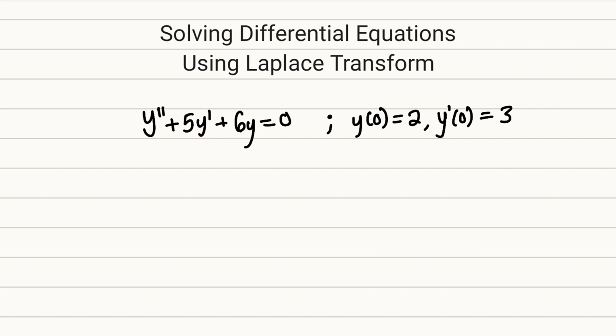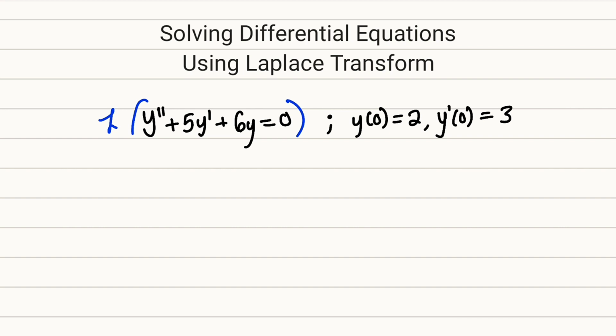Okay, we want to find the solution to y double prime plus 5y prime plus 6y equal to 0, and we are given initial conditions here: y of 0 equal to 2 and y prime of 0 equal to 3. The first thing to do here is to take the Laplace transform of each of these terms.